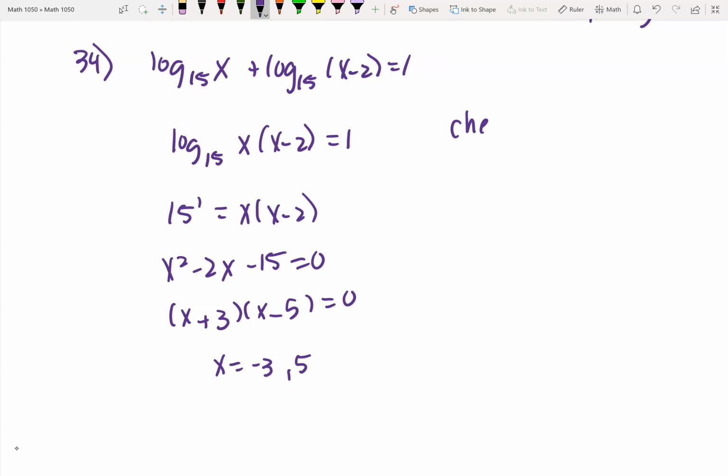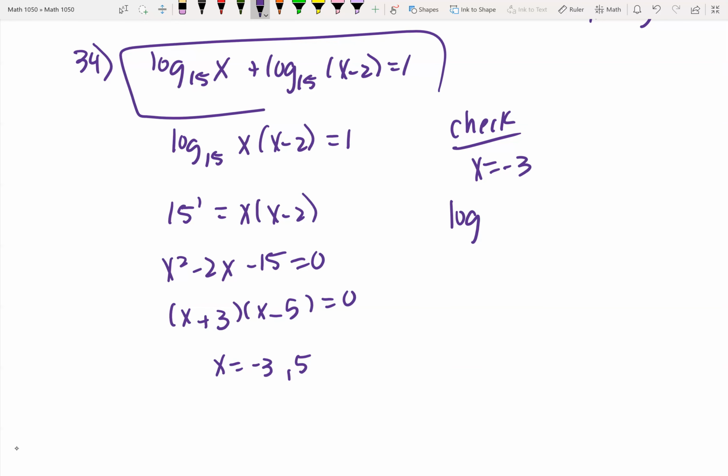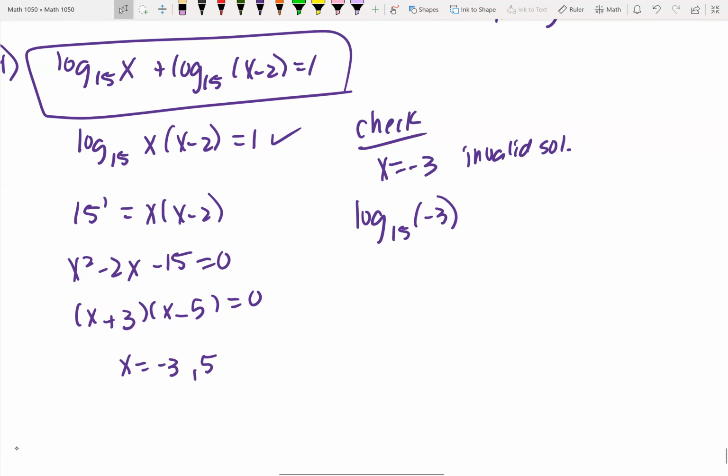Now I have to check my answers. So if I check x equals -3 from the beginning, not from there. So it's log base 15 of -3. So I know right there it's an invalid solution because I'm taking the log of a negative. I'm going to finish my line so it's not incomplete. Looks like that. I'm going to say is not equal to.